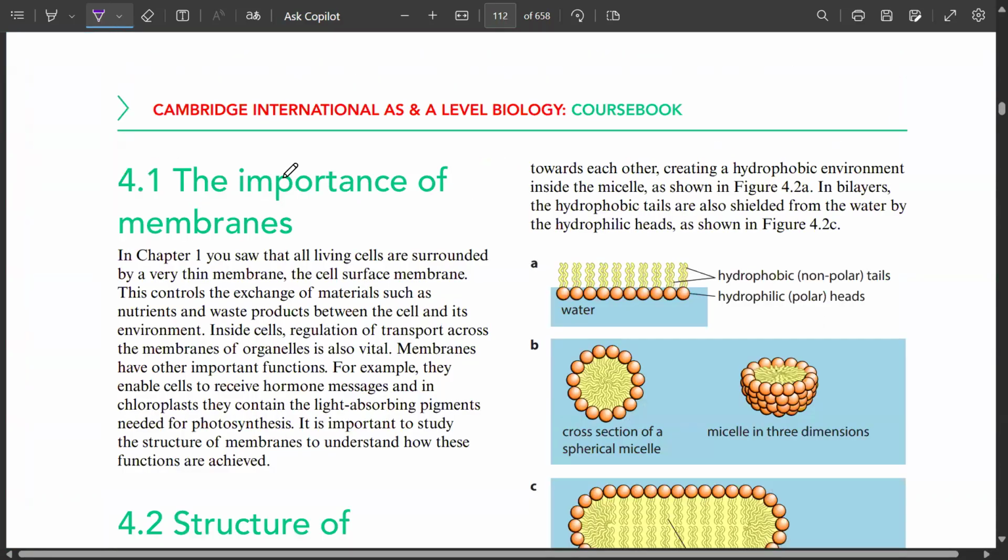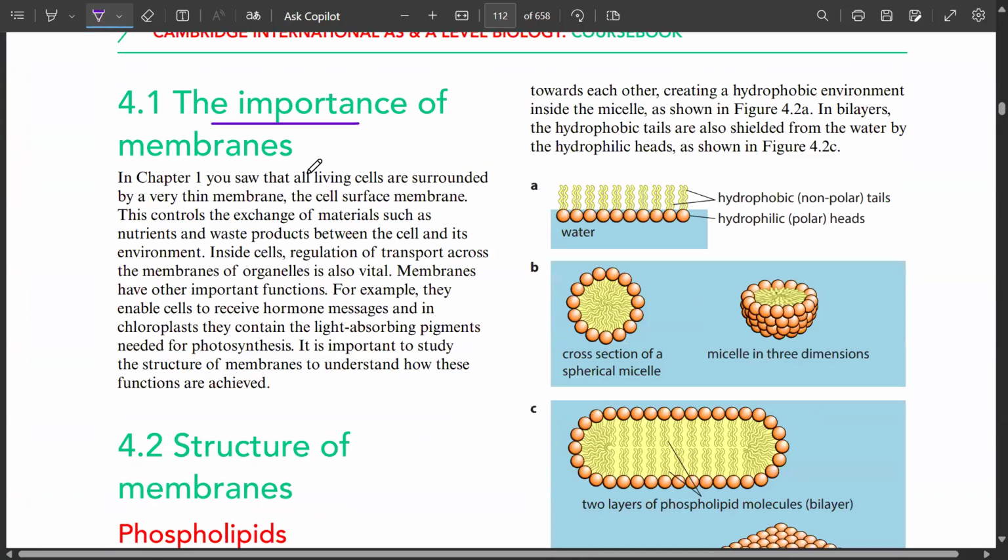So what is the importance of membranes? In chapter 1, you saw that all living cells are surrounded by a very thin membrane, which is known as the cell surface membrane. This controls the exchange of materials such as nutrients and waste products between the cell and its environment. Inside the cell, it acts as a regulation of transport across the membranes of organelles, which is also vital. And it has other important functions as well. For example, receiving hormone messages.